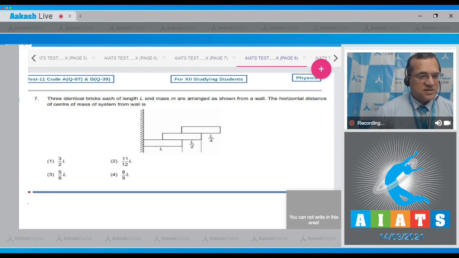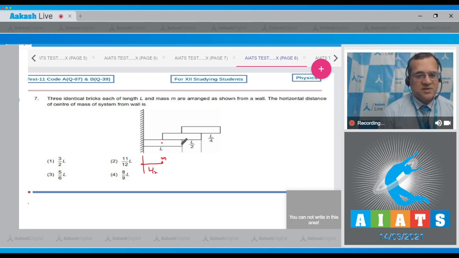The question number 7 says that 3 identical bricks, each of length L and mass m, are arranged as shown from a wall. Find the horizontal distance of the center of mass of the system from the wall. Now you have to draw the diagram, and if you look at the first mass, this one, this mass is at a distance of L by 2 from the wall.